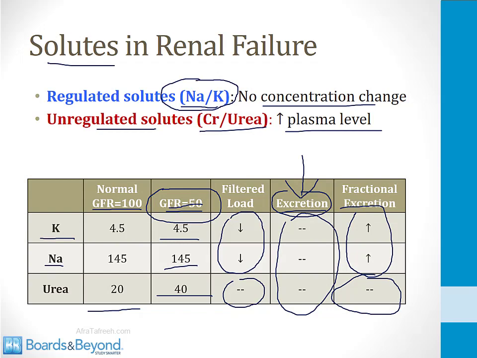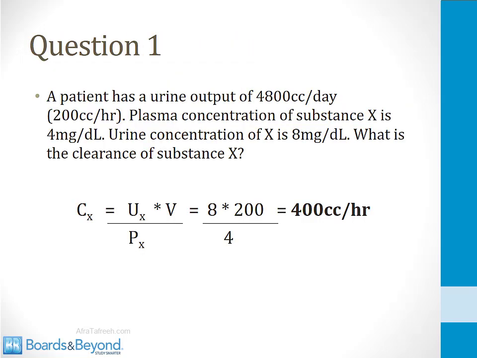It's very high yield. I'll finish this video by going through a couple sample renal physiology problems of the type you're likely to see on your board exams. A patient has a urine output of 4,800 cc's per day or 200 cc's per hour. Plasma concentration of substance X is 4 milligrams per deciliter. Urine concentration of X is 8 milligrams per deciliter.